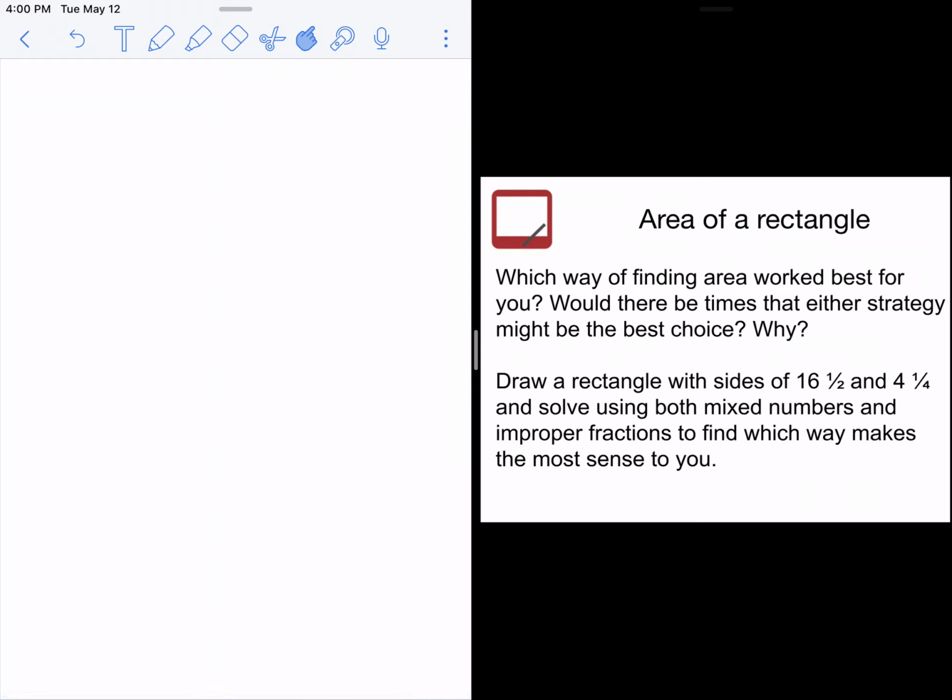Problem number 2. So what you're going to do is you're going to take notes like you normally do every day. You should have been taking notes. You're going to draw a rectangle with the sides of 16 1/2 and 4 1/4. And these are in inches. Okay, so they don't have to be exact. We're just going here, okay, 16 1/2 and 4 1/4. So I'm going to draw 2 of them because we're going to do it both ways here.